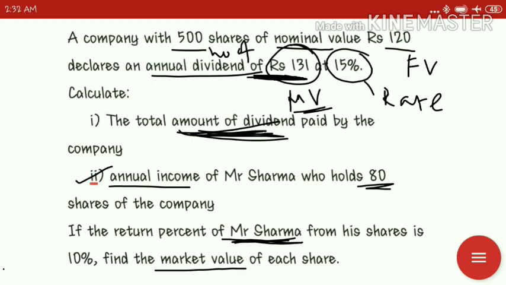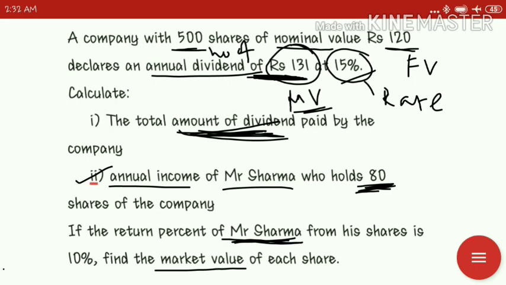Okay, so you need to find the total amount of dividend. For the dividend, use the formula: number of shares 500 into the face value, that is 120, into the rate, that is 15%. From that you can easily find out the total amount of dividend paid by the company. Now in particular, if one person, Mr. Sharma, is holding 80 shares, you use the same formula for the dividend, but here the number of shares will be changed to 80, not 500.